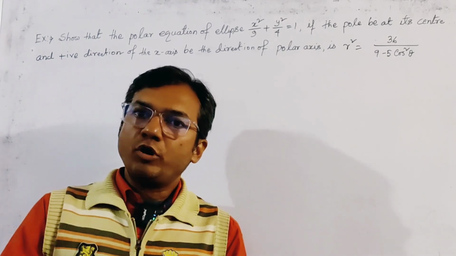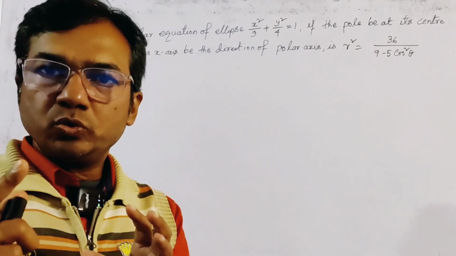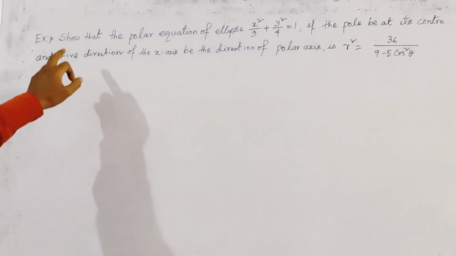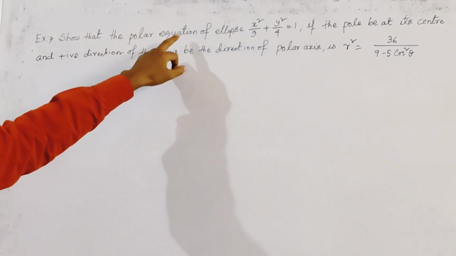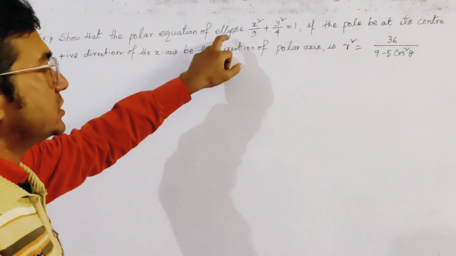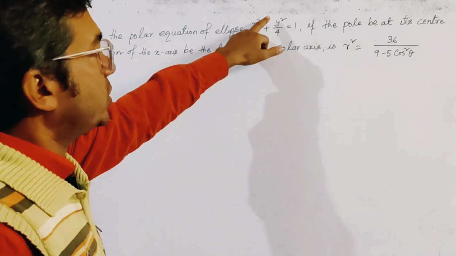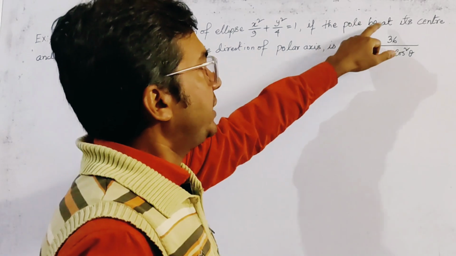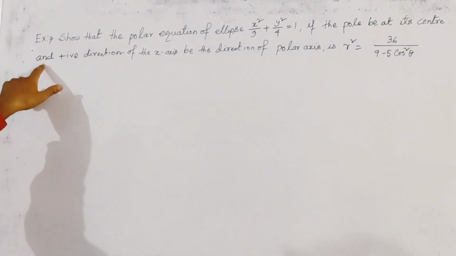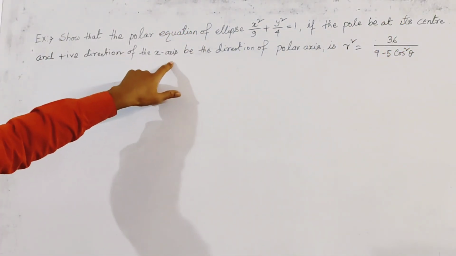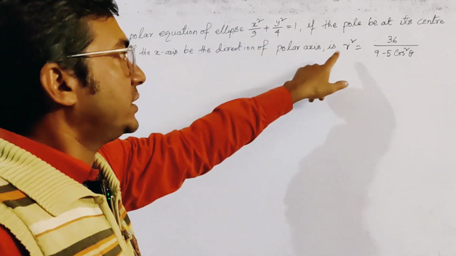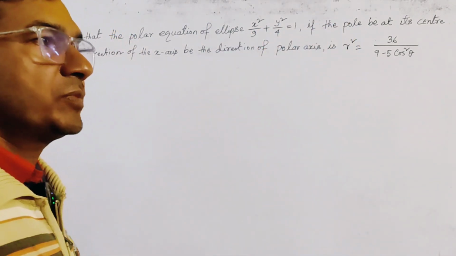A problem from polar equation of two-dimensional geometry. The problem is: the polar equation of the ellipse, which is given by x square by 9 plus y square by 4 equal to 1, if the pole be at its center and the positive direction of x-axis be the direction of the polar axis, right? We have to prove that the polar equation is this.